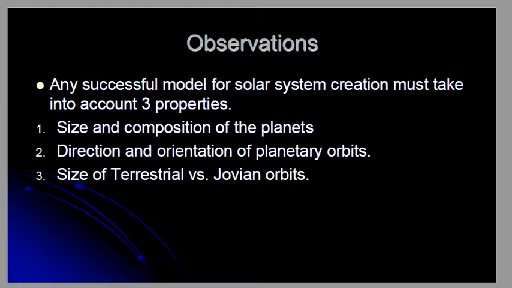And then number three is the size of the orbits of the terrestrial planets versus the size of the orbits of the Jovian planets. So these three things all have to be explained by any model that we put together for how the solar system forms.